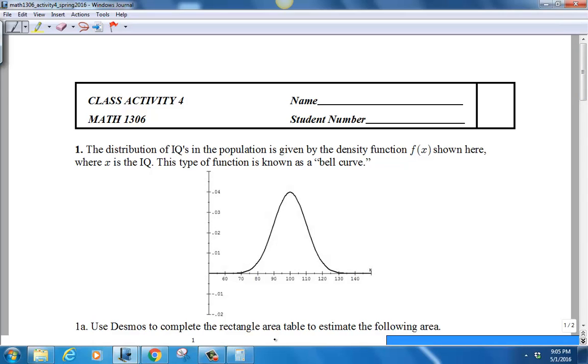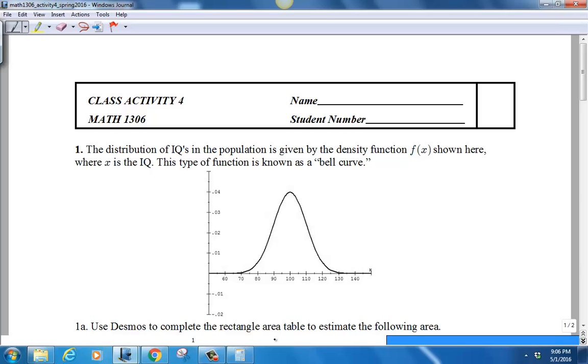This is a density function. I'm calling it f of x, and the area beneath this particular density function represents a population of adults. We can think of this as, say, adults in the United States. The characteristic we're interested in studying for this population, the values plotted here along the x-axis, are their IQs, their intelligence quotients.